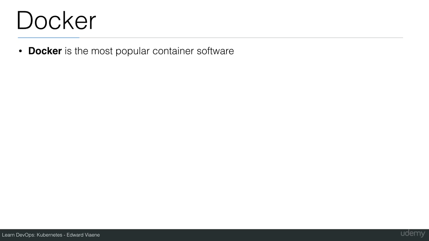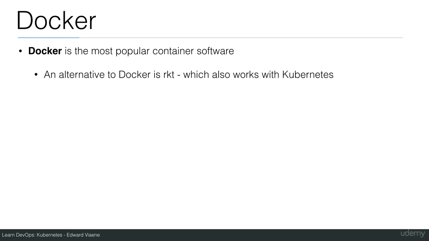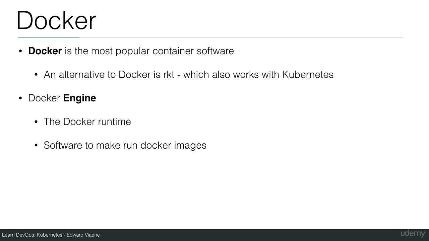Docker is the most popular container software. There are alternatives available. An alternative to Docker is Rocket, which also works with Kubernetes. If you don't want to use Docker, you can use Rocket instead. Docker consists of Docker Engine. It's a Docker runtime, software to run the Docker images, and also the software that you will use to build those Docker images to then run on your Kubernetes cluster.